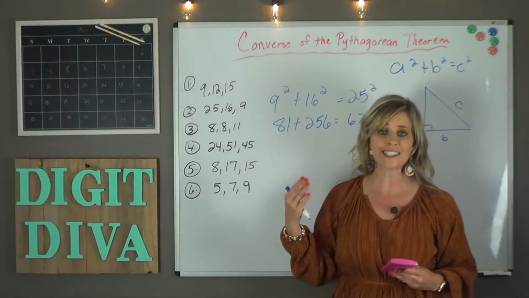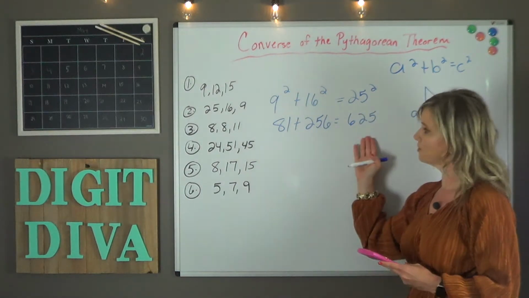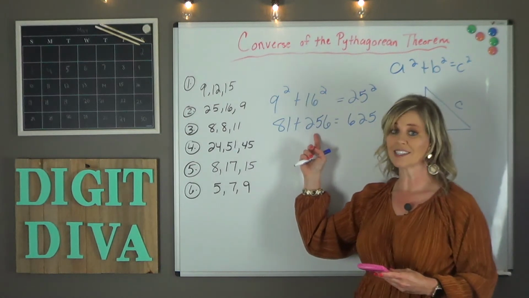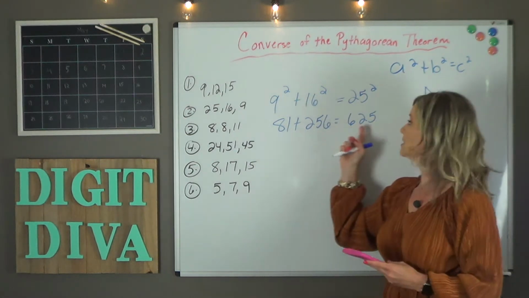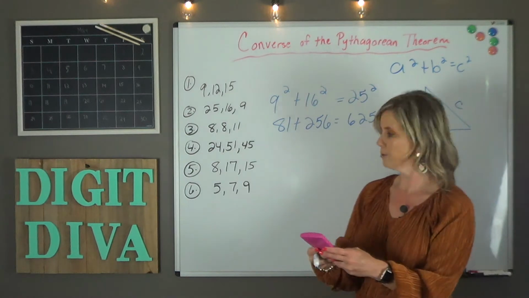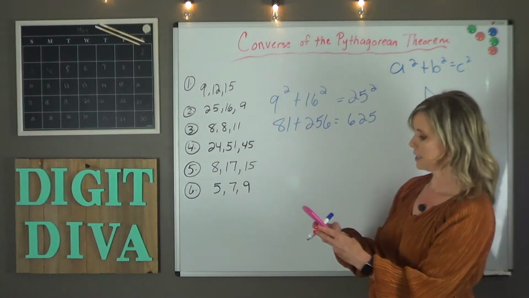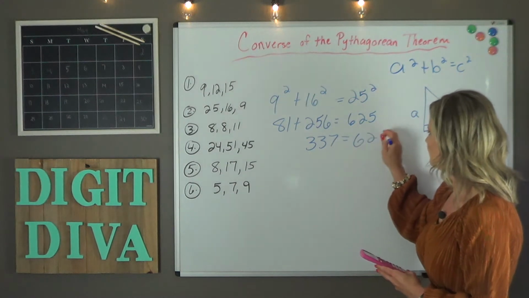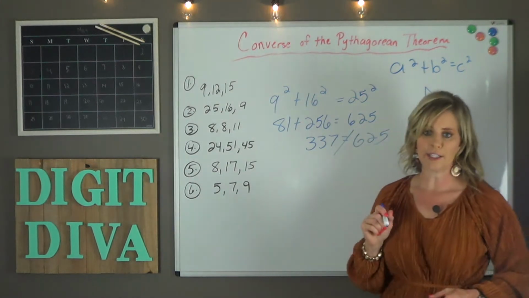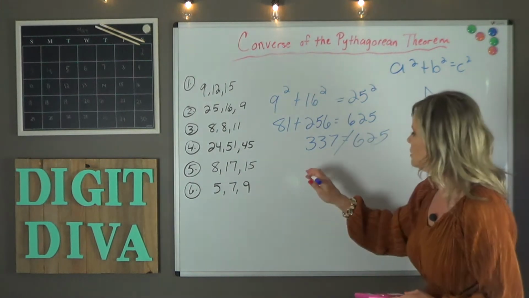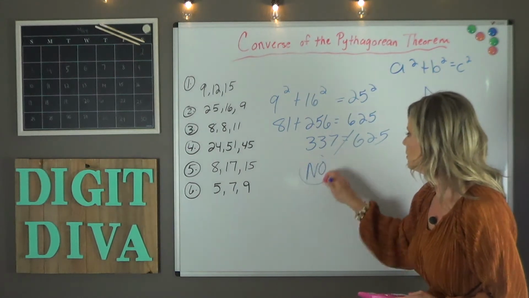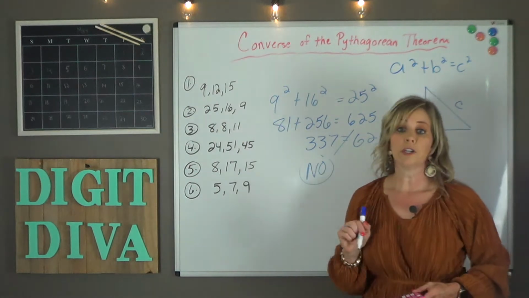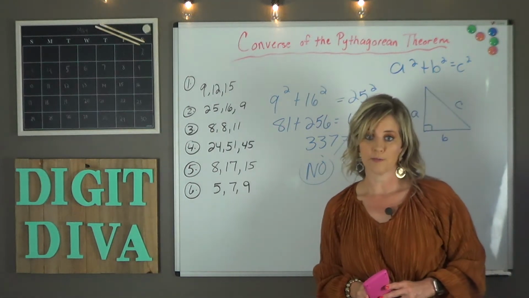So we're going to see if our left matches our right. And I can already tell that 81 plus 256 is way less than 625. But we'll go ahead and add them up. 256 and 81 only comes to 337. And that does not equal 625. So our answer would be no. These side lengths, 25, 16, and 9, would not form a right triangle.